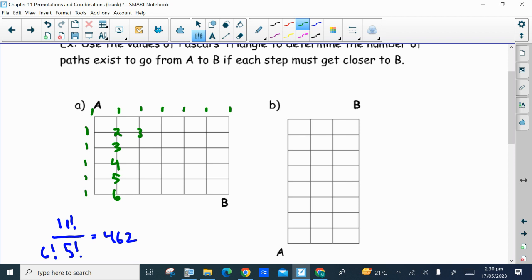So we'll just continue now. To get to this point right here, you can only get there from above or from the left. So you're going to add those 2 numbers together. 3 plus 3 is 6. 4 plus 6 is 10, and so on. Continue on.